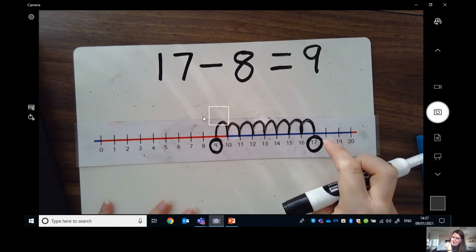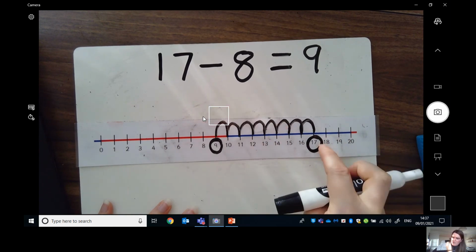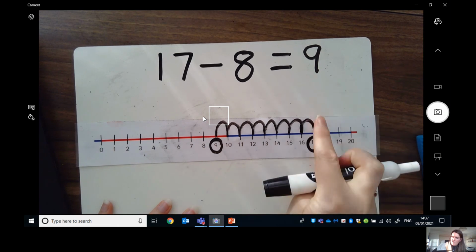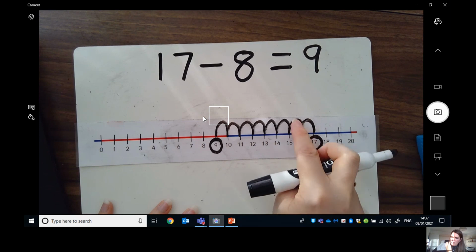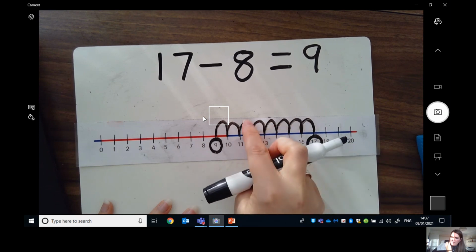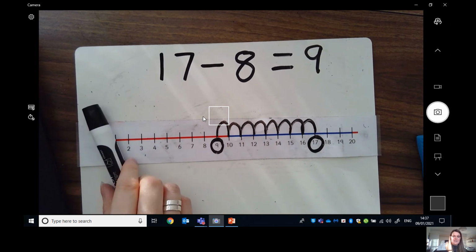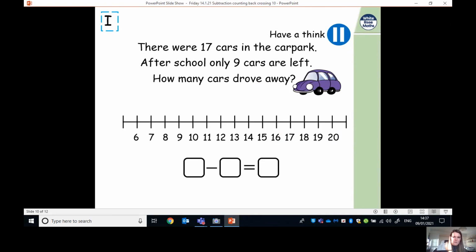Let's double check our sum. We wrote the number 17. We circled it. We circled the number 9 because that's how many were left. We needed to figure out the jumps and we did 1, 2, 3, 4, 5, 6, 7, 8 jumps. 17 minus 8 is 9. What did they come up with? They said there was 17. They knew they had to get to 9 and they made 8 jumps, which meant 8 cars drove away.